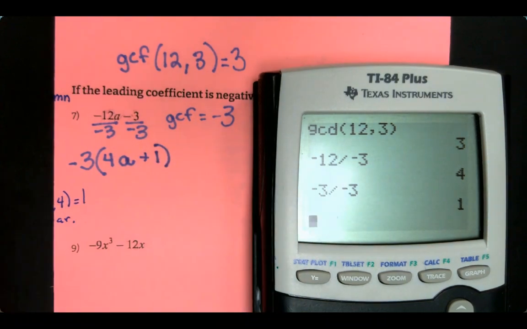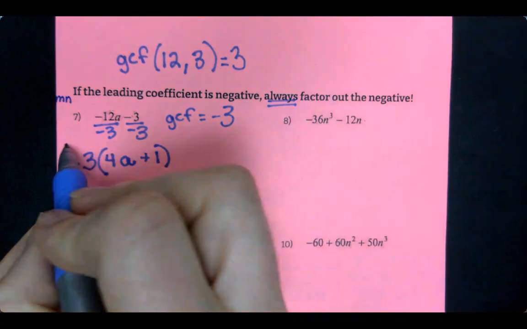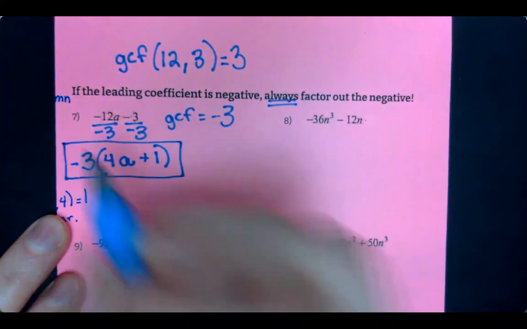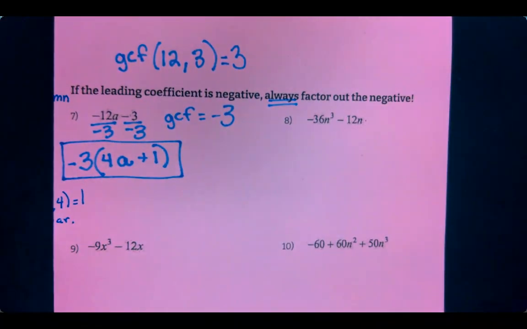So this is the same thing we were doing yesterday. The only difference, or only new concept, is taking out a negative if your first number has a negative on it. Okay, so go ahead and put your box around your answer, and we'll go on to the next one.